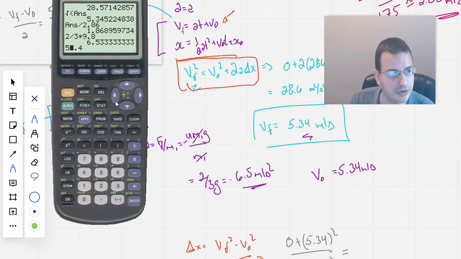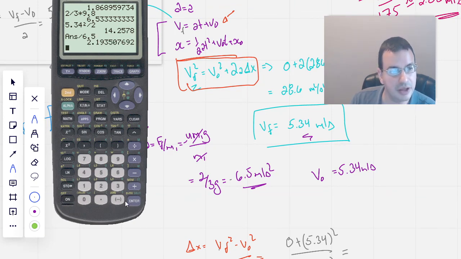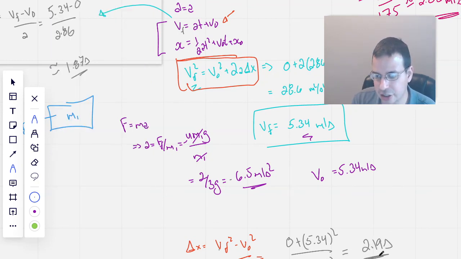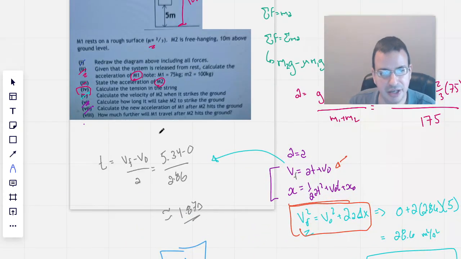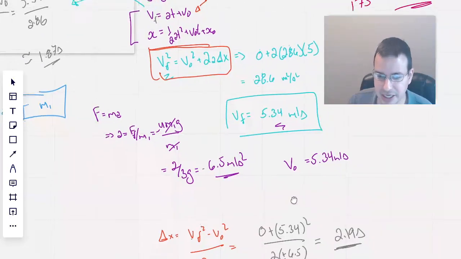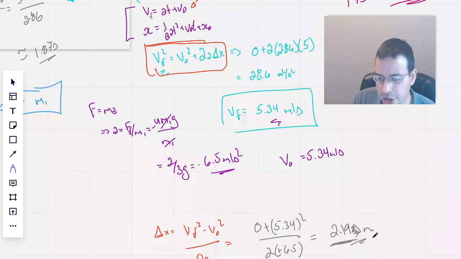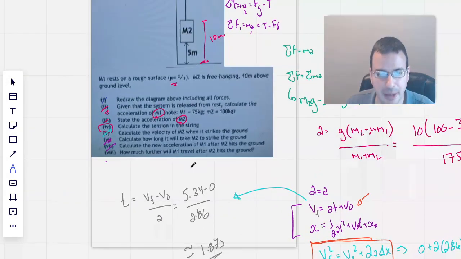5.34 squared divided by 2 divided by 6.5, and I get 2.19 seconds. So m1 will continue moving on for 2.19 seconds until it comes to a complete. Oh no, that's not seconds. Sorry, my mistake. Meters. It'll continue traveling for 2.19 meters, at which point it'll come to a stop and no longer travel.